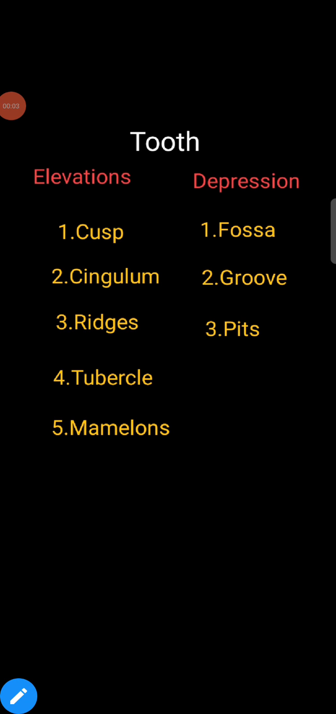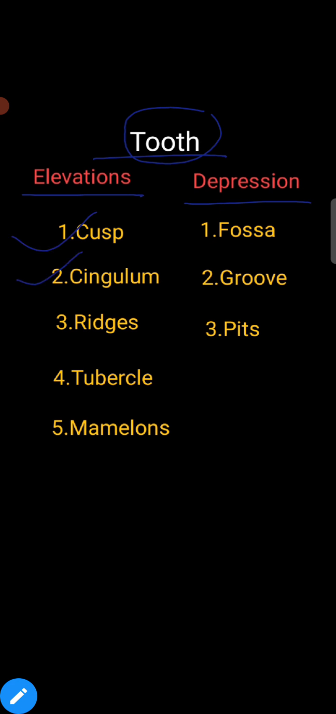Hello guys, today we'll be discussing the basic features of tooth. These are mostly the viva questions. Let's go with it this way. We see that a tooth is made up of certain elevations and certain depressions. The elevating surfaces that we see on the tooth include the cusp, the cingulum, the ridges, the tubercle and mamelons. The depressions include the fossa, the groove and the pits.